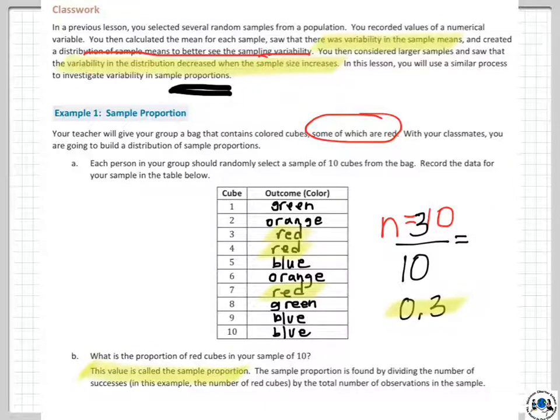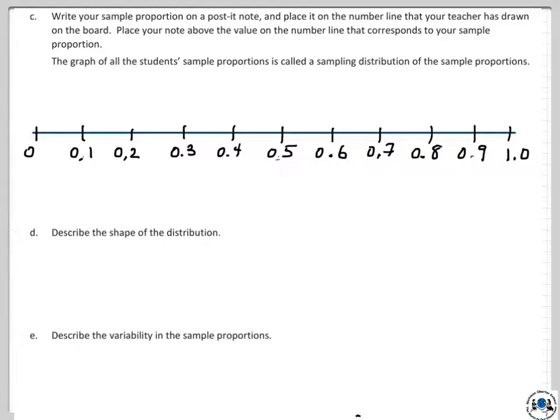The sample proportion, as we know and talked about before, is found by dividing the number of successes by the total number of observations. So again, 3 divided by 10 was our 0.3. If we're in a classroom, we would write our sample proportion on a Post-it note. This would be really fun, and I'd have this number line drawn on a whiteboard, and you could come up and place your note above the value on the number line that corresponds to your sample proportion.